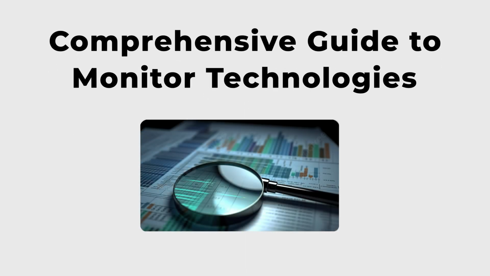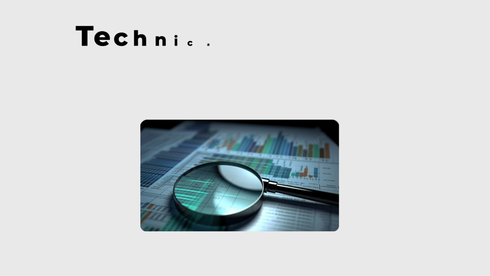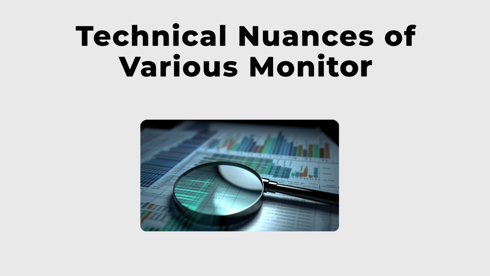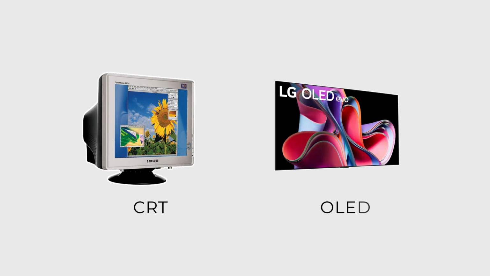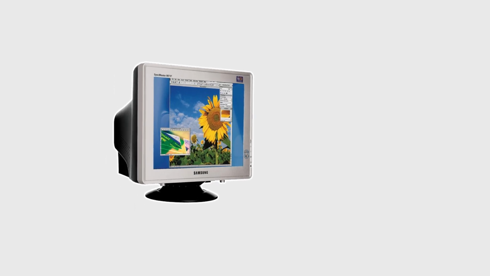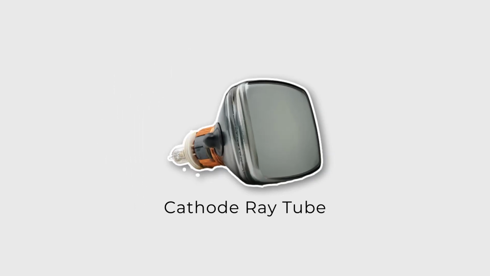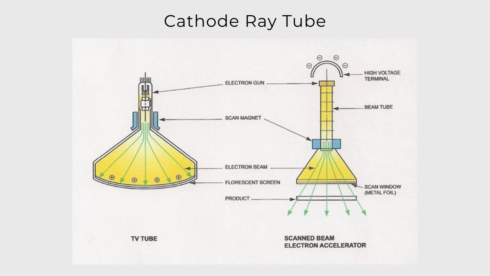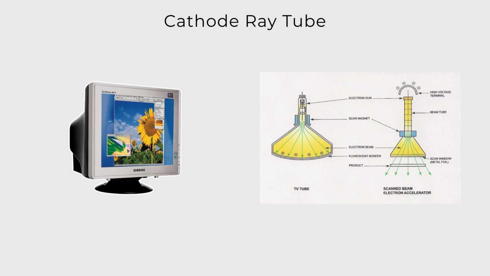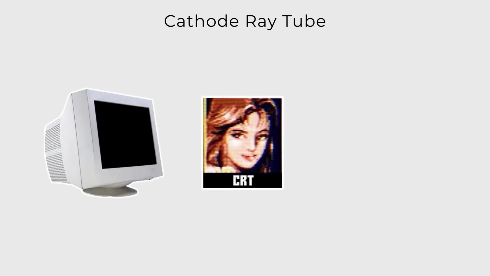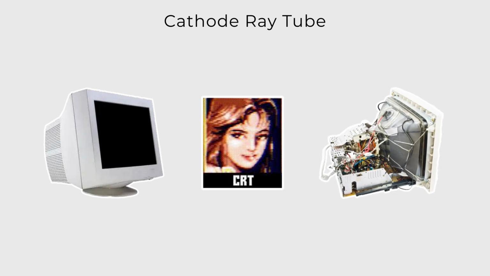In this detailed exploration, we'll unveil the technical nuances of various monitor types, from the historic CRT to the latest OLED displays. Let's start with CRT, the cathode ray tube. Utilizing electron beams to produce images by illuminating phosphors on a glass screen, CRTs were once prevalent. However, their bulky size, lower resolution, and substantial power consumption led to their gradual phase-out.